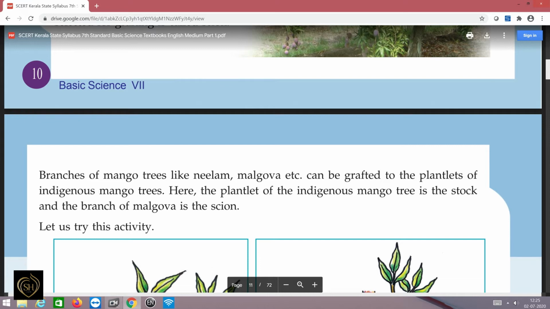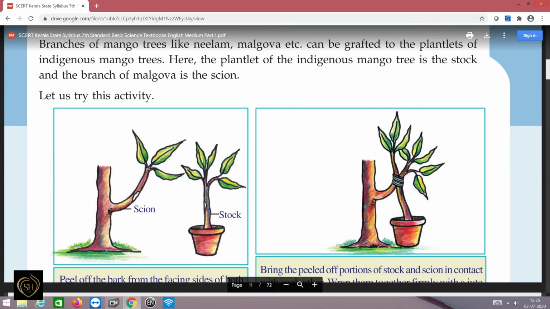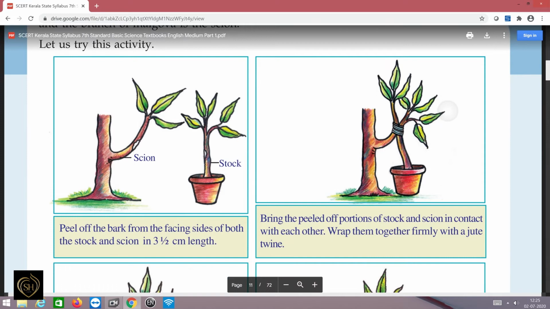Our local, that is the indigenous mango trees in our place, are selected as the stock. Let us see how this is done. Let us try this activity. We can also do this in your garden. First, what is the step? First step, select two plants.